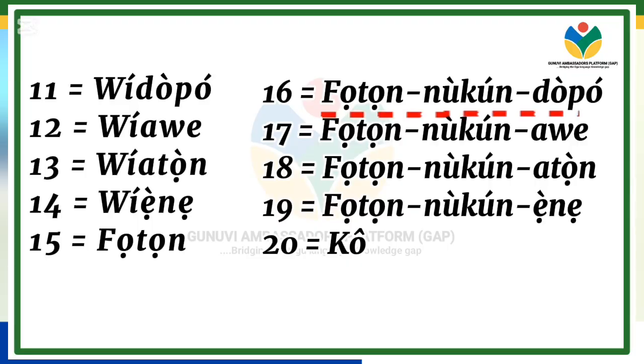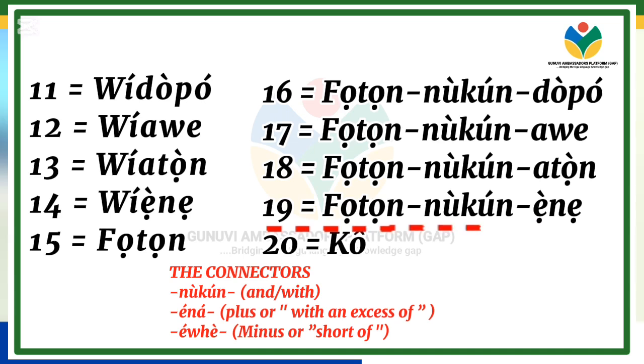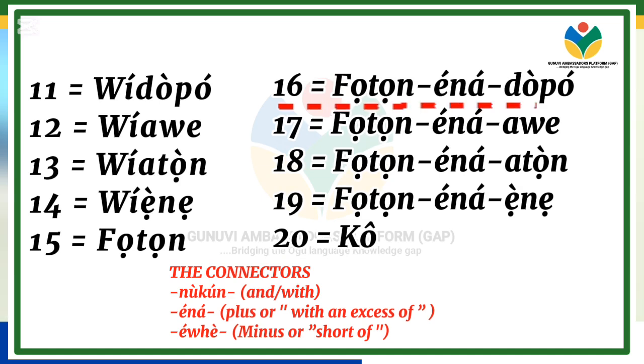We have Fọtọn-nùkún-dòpó, Fọtọn-nùkún-awe, Fọtọn-nùkún-atọ, Fọtọn-nùkún-ẹ. It means 15 and 4. And then after 19 we have Kô, that's 20. Don't forget we have different ways. Fọtọn-nùkún-dòpó, that's 16. Fọtọn-nùkún-awe, that is 17, 15 plus 2. Fọtọn-nùkún-atọ, 15 plus 3, 18. Fọtọn-nùkún-ẹ, that's 19. And then the last one, Kô, that's 20.